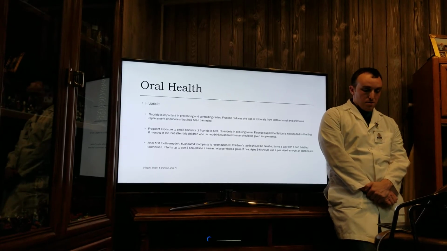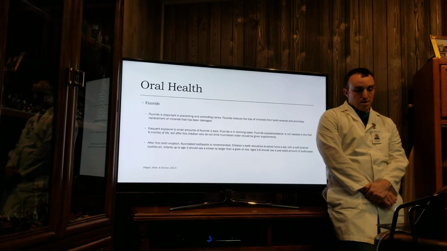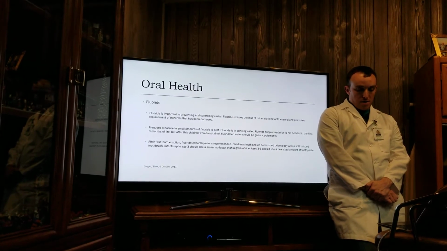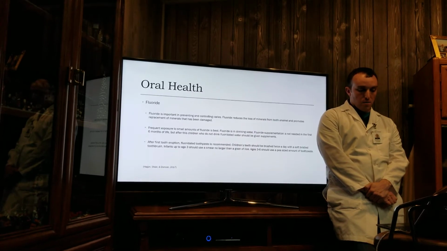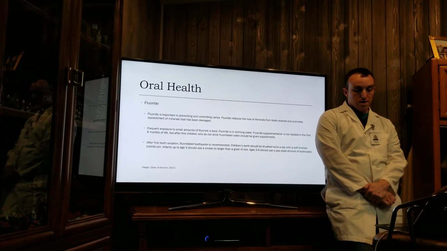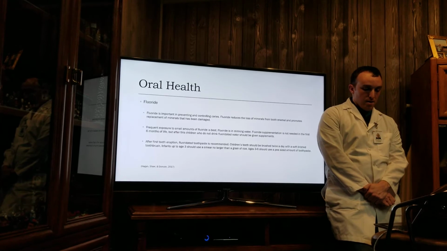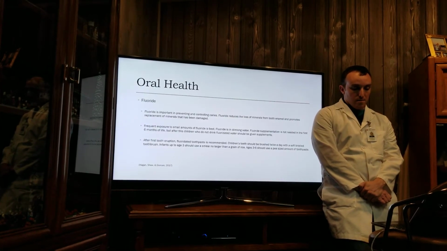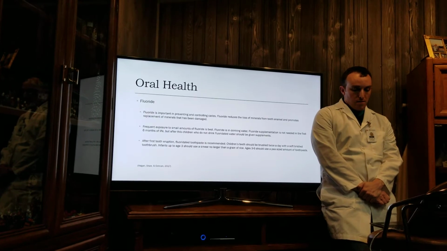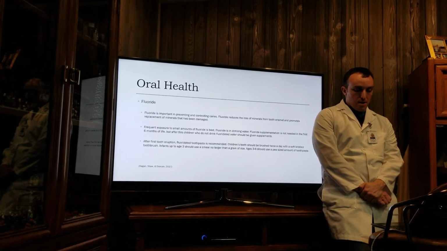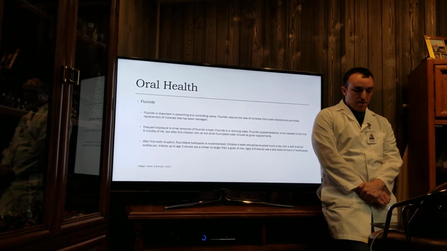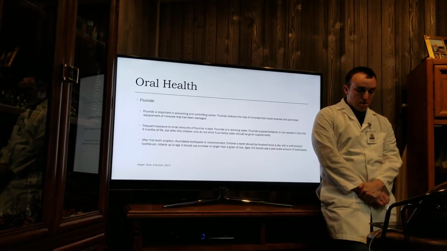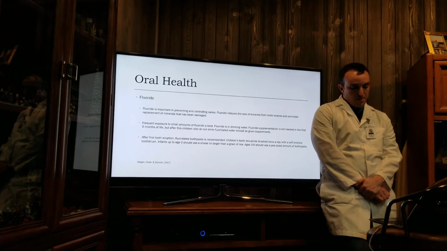Frequent exposure to small amounts of fluoride is the best way to get fluoride. Fluoride is in city drinking water. If you have a well, you get your water tested, and kids may need to have fluoride supplements, fluoride toothpaste. Fluoride supplementation is not needed in the first 6 months of life, but after this, children who do not drink fluorinated water should be given supplements.